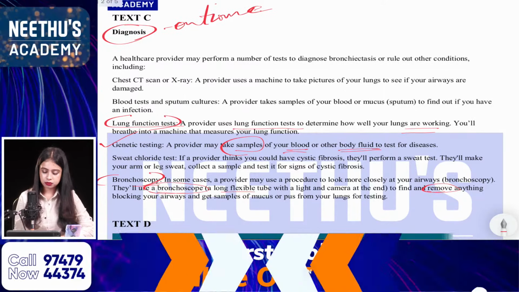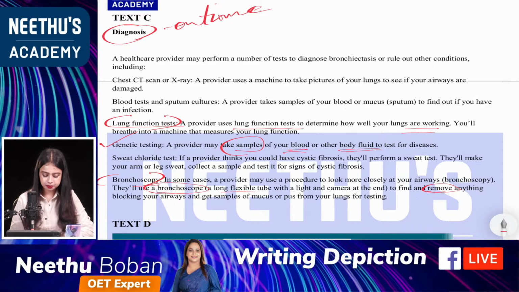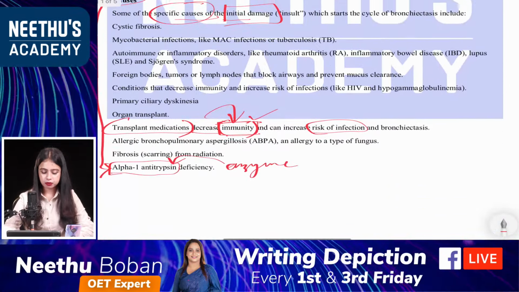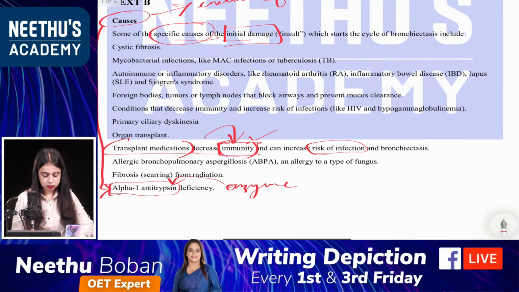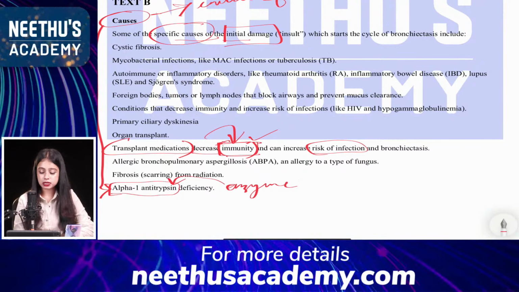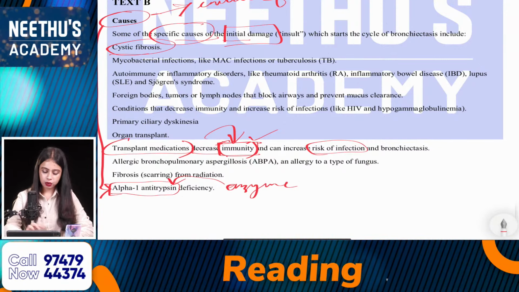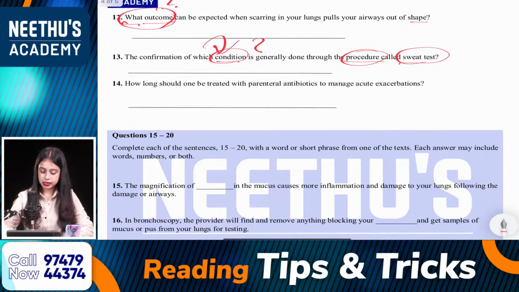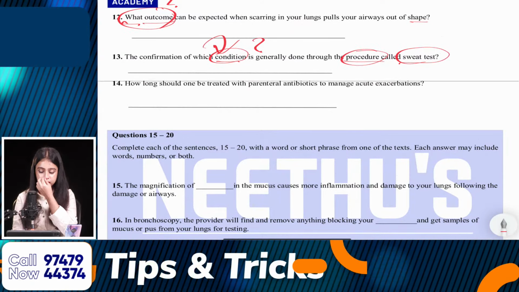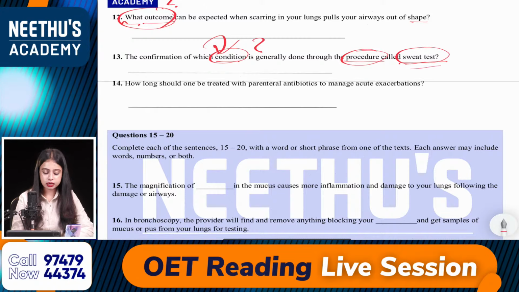Okay, yes. So what is the correct answer here? It's from text B. What is the condition? Some of the specific causes of initial damage which starts the cycle of the condition include, and what is the condition? Answer is cystic fibrosis. Okay, cystic fibrosis from text C. Which condition is generally done through a procedure called sweat tests. Okay, this is our transaction.